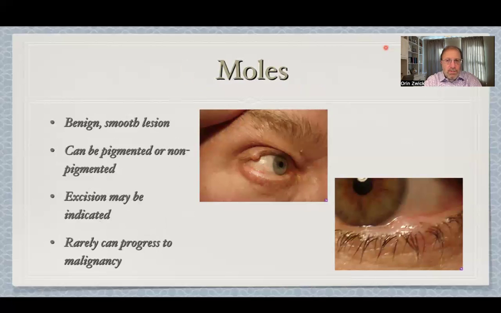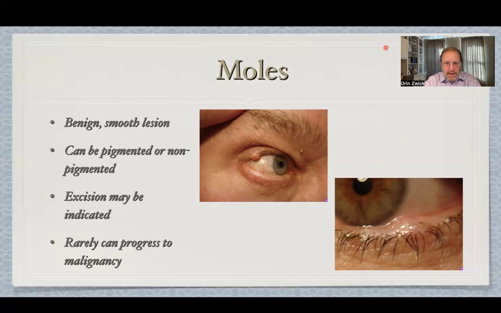So moles. Moles can occur anywhere on the body, otherwise known as nevi or nevus. These are benign. What really differentiates these is that they tend to be very smooth, dome-shaped lesions along the lid margin if they are. They can occur anywhere on the eyelids, but when they're on the lid margin, you can see in this upper left picture, a nice smooth dome-shaped growth.